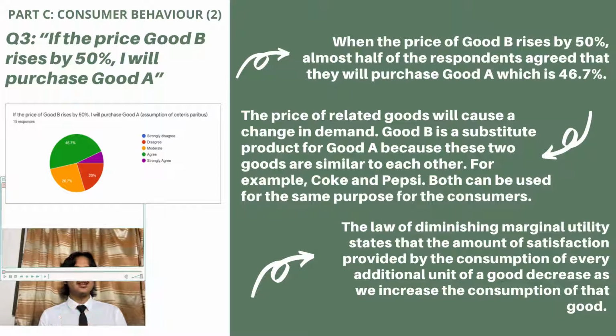The question is: if the price of good B rises by 50%, I will purchase good A. Based on this graph, when the price of good B rises by 50%, almost half of the respondents agree that they will purchase good A, which is 46.7%. The price of a related good will cause a change in demand. Good B is a substitute product for good A because these two goods are similar to each other. For example, Coke and Pepsi. Both can be used for the same purpose.